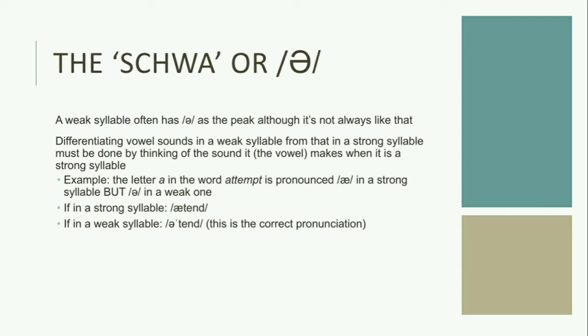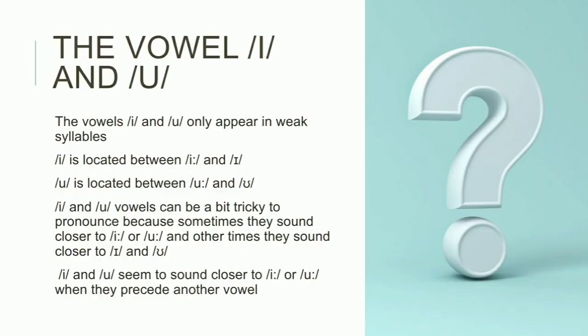Differentiating vowel sounds in a weak syllable from those in a strong syllable must be done by thinking of the sound the vowel makes when it is in a strong syllable. For example, the letter A in the word attempt is pronounced as one vowel in a strong syllable, but as schwa in a weak syllable. If in a strong syllable, attend, if in a weak syllable, attend. And this is the correct pronunciation.